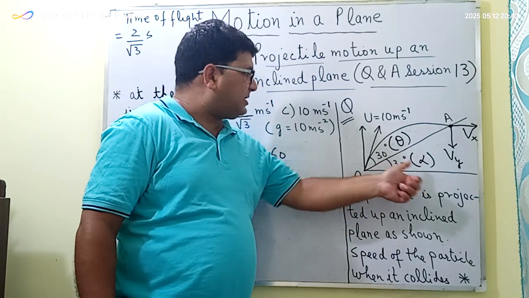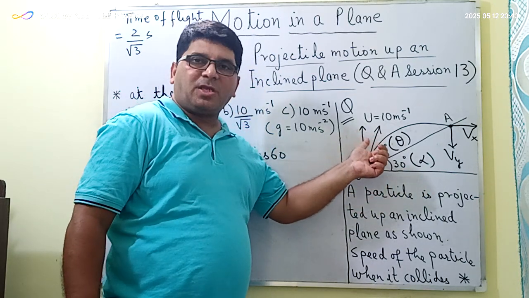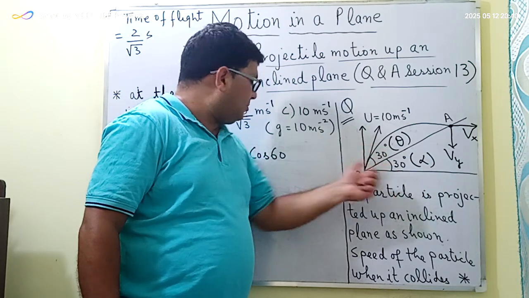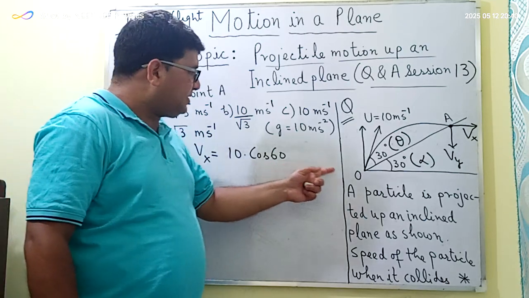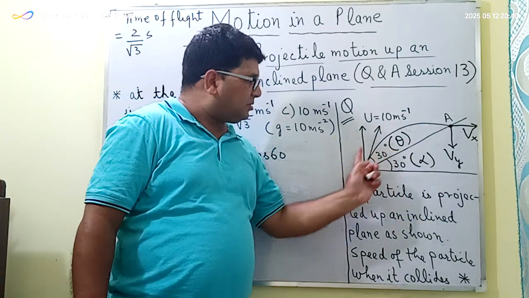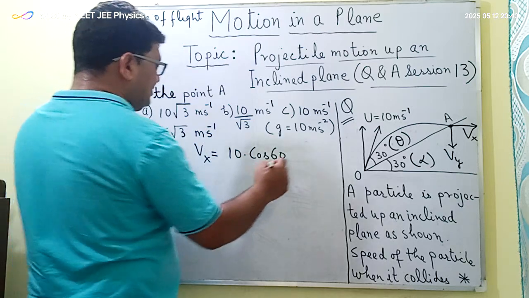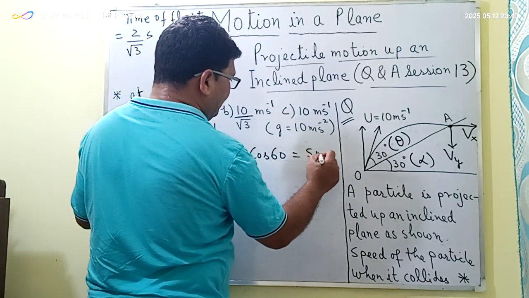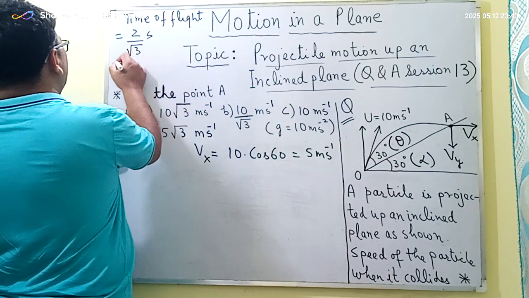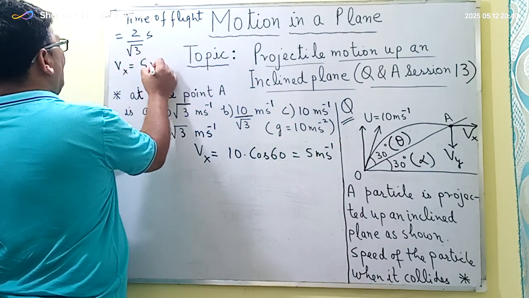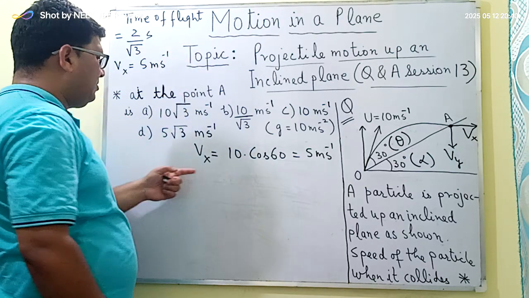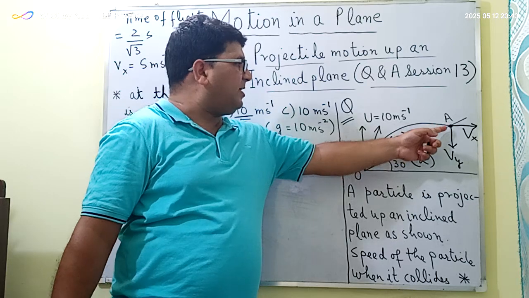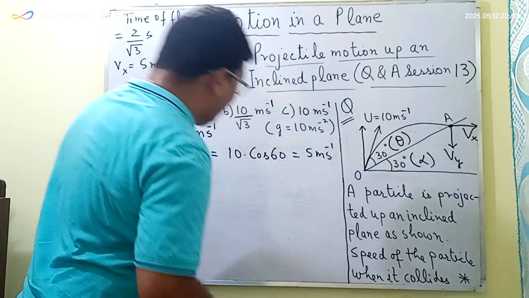So in the horizontal direction the speed of this particle will be equal to 10 cos 60, and this horizontal component will remain the same throughout the motion of the projectile, and this is equal to 10 into cos 60, which is 1 by 2. This is equal to 5 meter per second. So I am writing this Vx here. Vx is equal to 5 meter per second, and this is the horizontal component of the speed of the particle when it collides at the point A on the inclined plane.